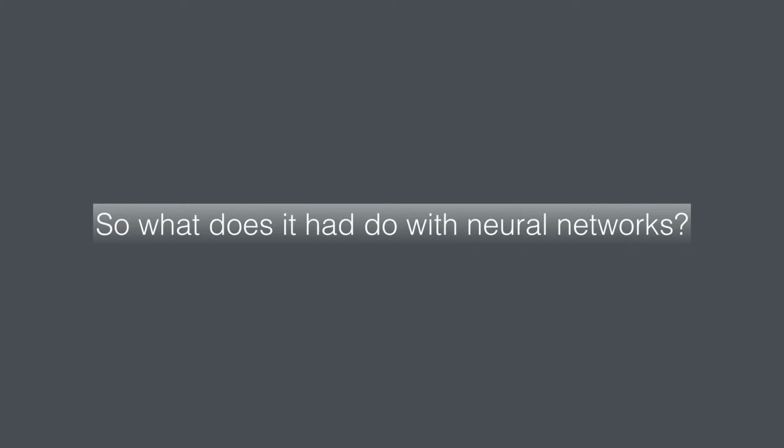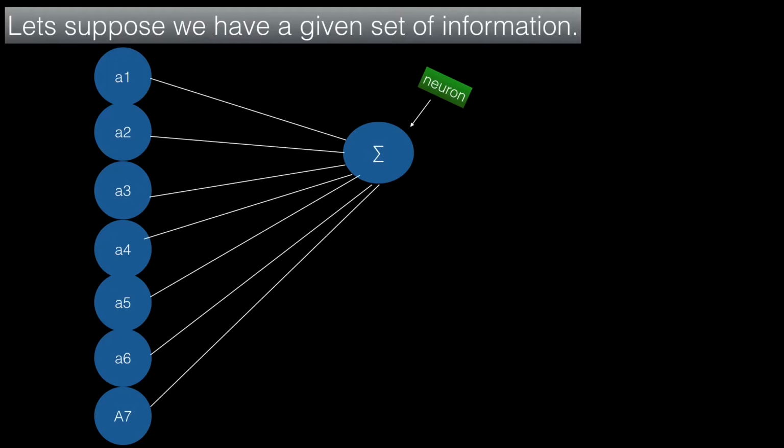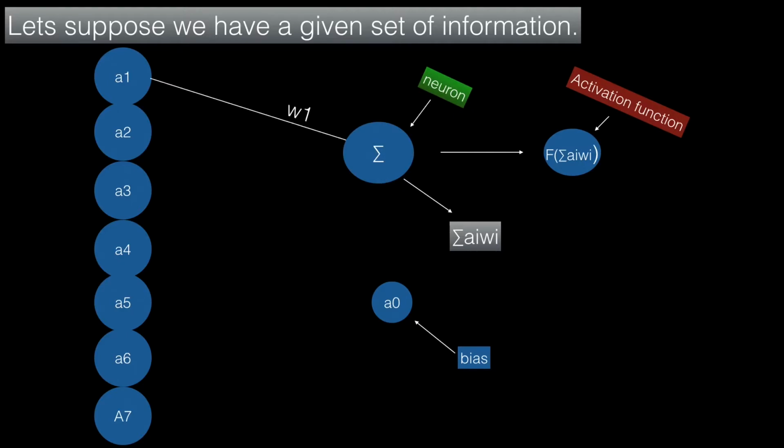So what does it have to do with the neural network? Suppose we have a given set of information and we put that information into a neuron, and it has connections to the neuron which can be represented as weights. When there are enough weights and activations present, the neuron will fire and give a certain output. Also, each neuron will have a certain bias, and the weights they are connected with at the start are random, which will be modified later on.